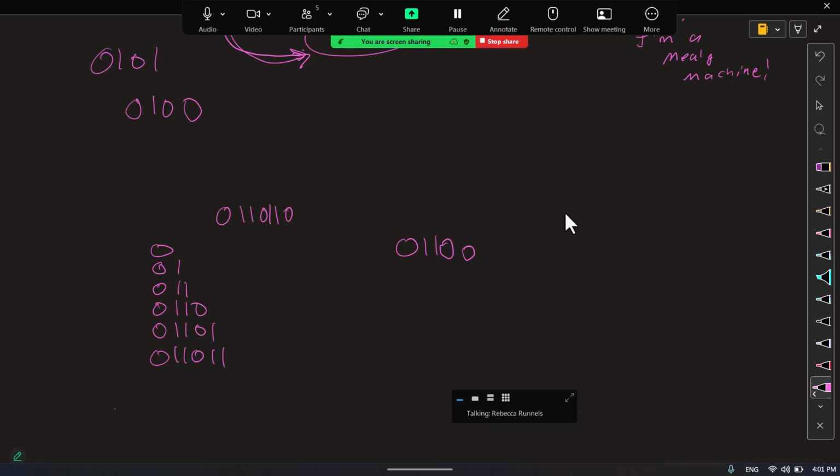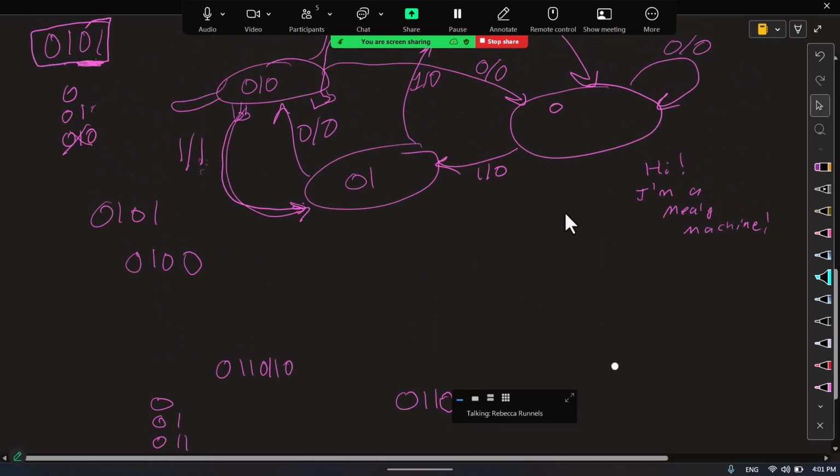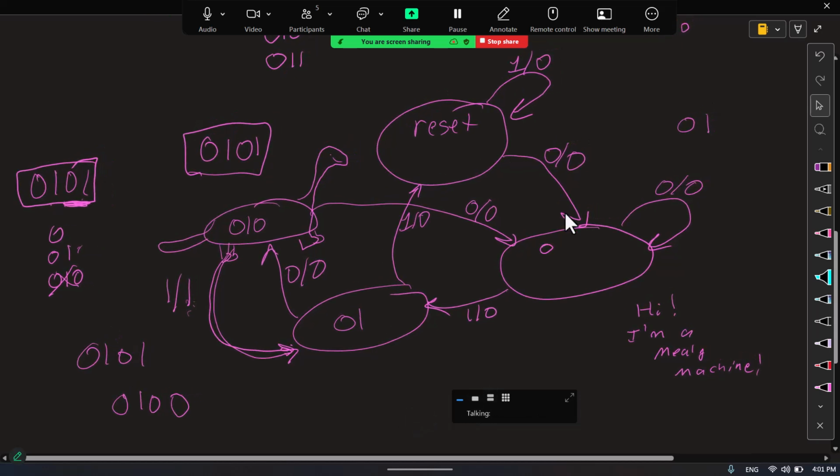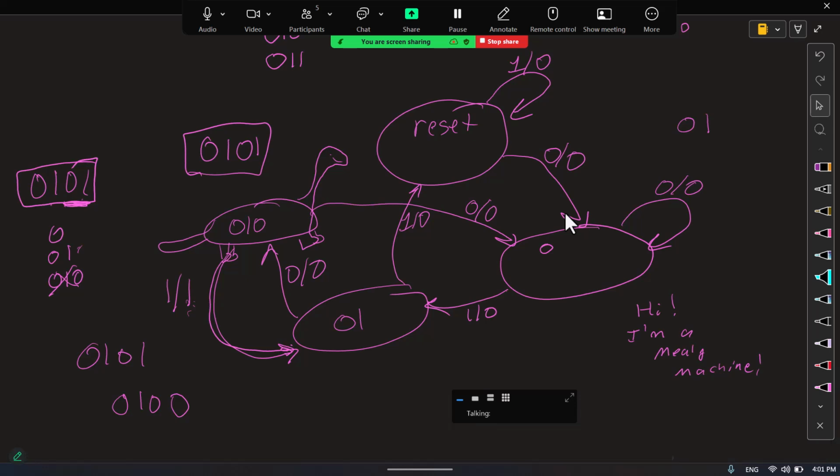Any other questions? Can I see the rest of your diagram? Or should I be drawing it? So if I get 0, 1, 0, if I get 1, I go back to 0, 1. If I get 0, that should take me back to 0. Yes. And then if I get 0, 1, 1, that should take me back to reset. If I get 0, should take me back.